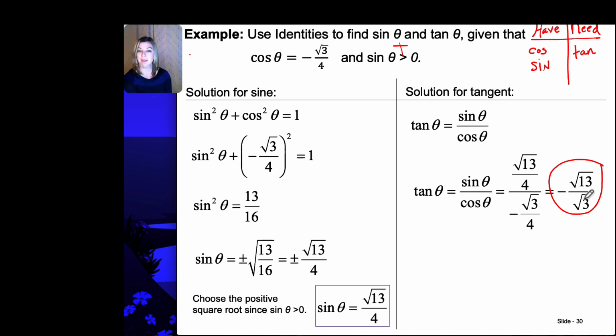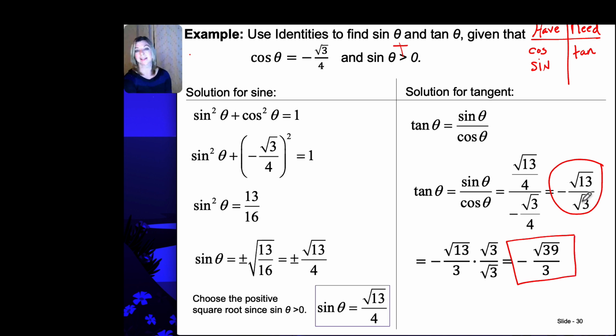However, this next step is called rationalizing the denominator. This is not trigonometry work right here. This is just algebra. So we're just going to multiply top and bottom by radical 3 to get the radical out of the denominator, bringing us to negative radical 39 over 3. So this right here is considered more simplified than this one because it doesn't have a radical in the denominator. So we would write our answer as tangent of theta is equal to negative radical 39 over 3. And what we have just done is used identities to find unknown trig function values.